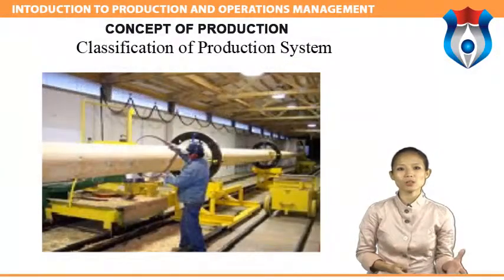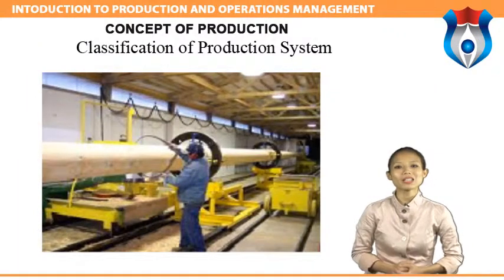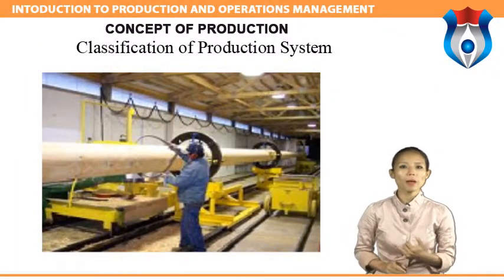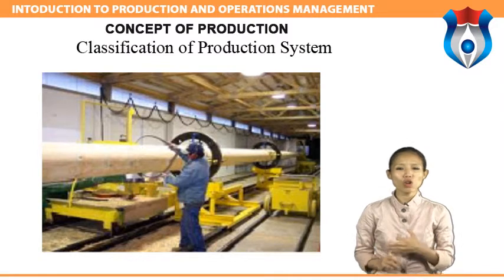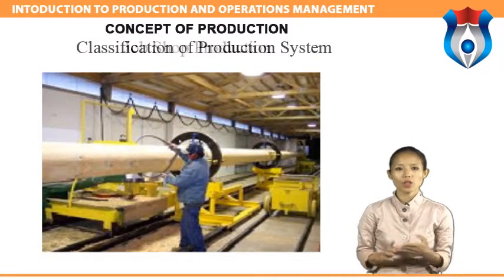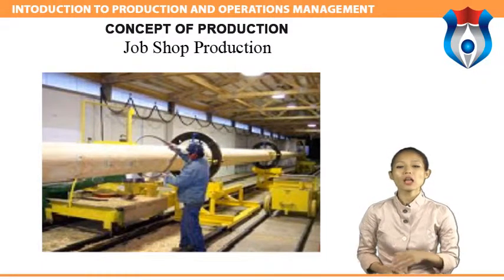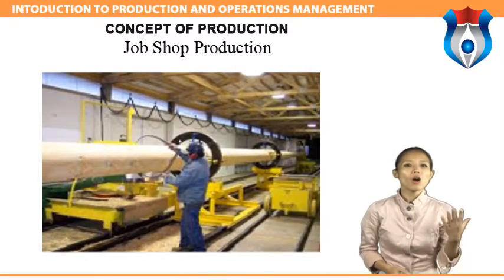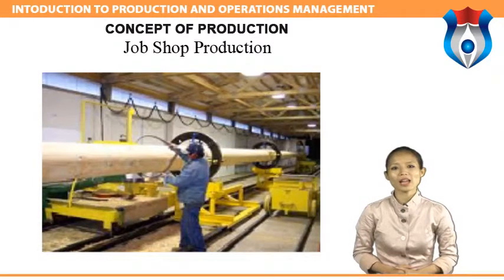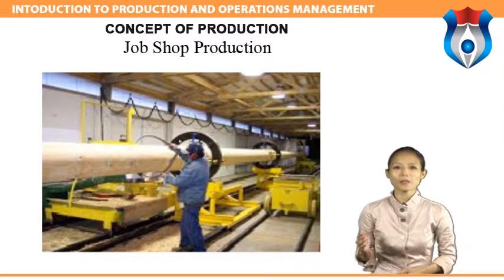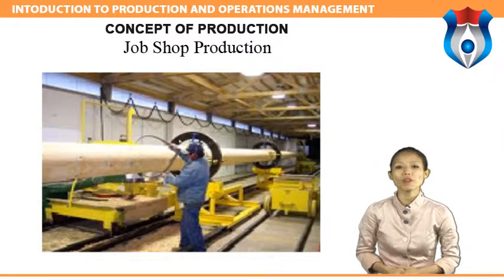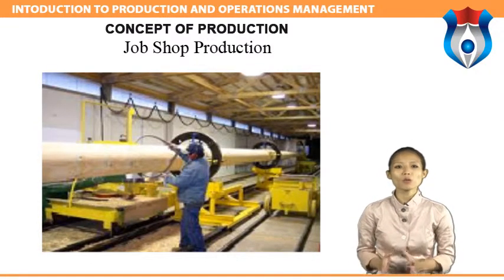Classification of production system. Production systems can be classified as job shop, batch, mass, and continuous production systems. Job shop production. Job shop production is characterized by manufacturing one or a few quantity of products designed and produced as per the specification of customers within prefixed time and cost. The distinguishing feature of this is low volume and high variety of products.